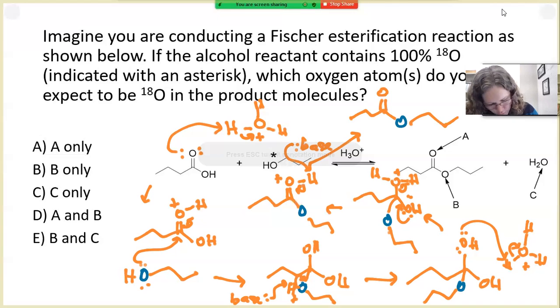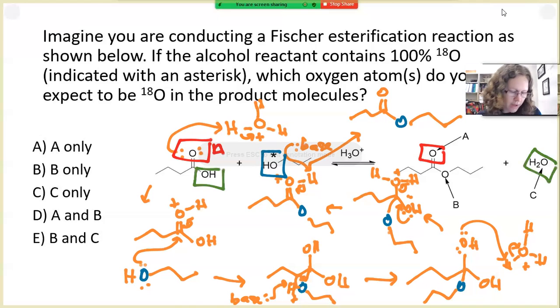But here we can really see what happened to that original O18 label. And it only really shows up in one place. The oxygen in A is always present on the molecule and it doesn't really move. Actually, I'm going to use a different color to highlight that. So A was always present. And then the C oxygen comes from the oxygen that was part of the carboxylic acid. And so only B, oxygen B, is the one that was labeled with the 18 at the beginning of the experiment.